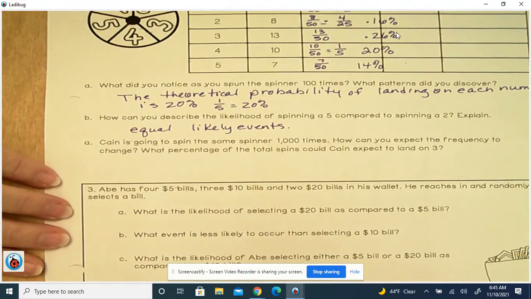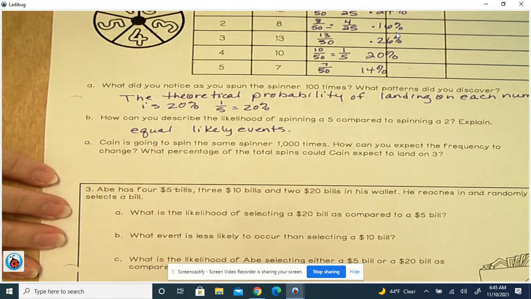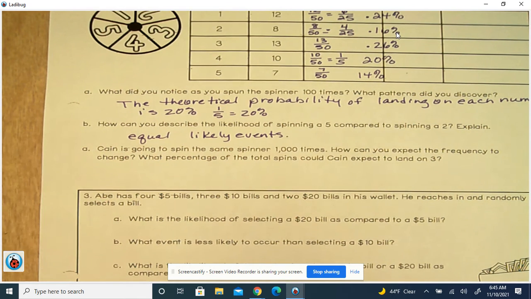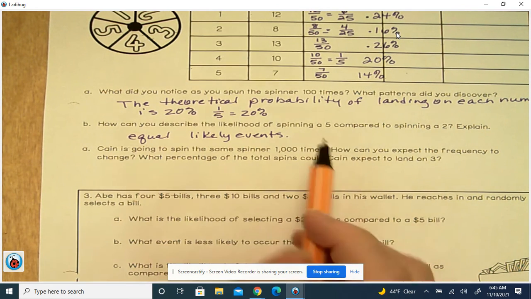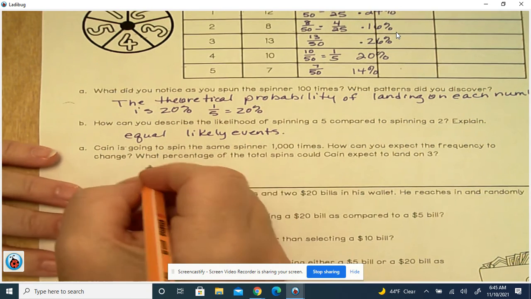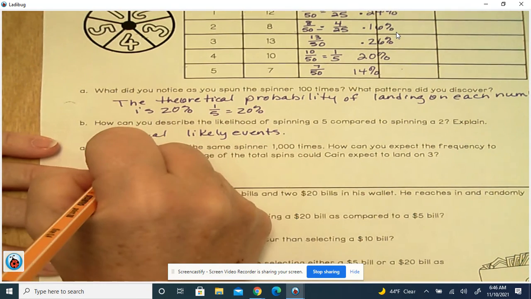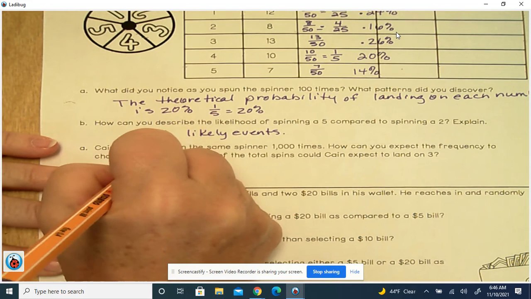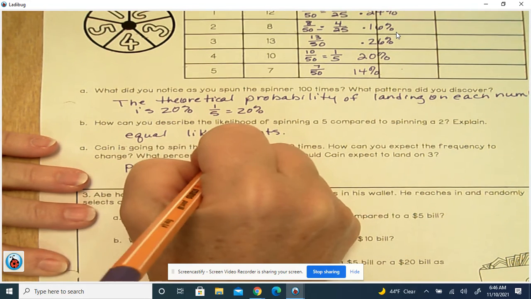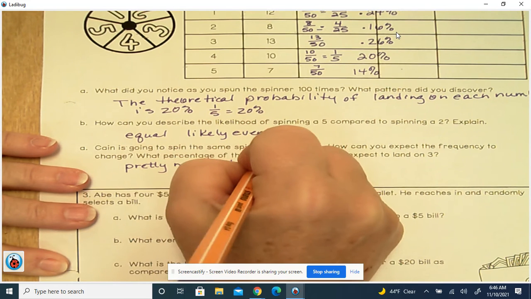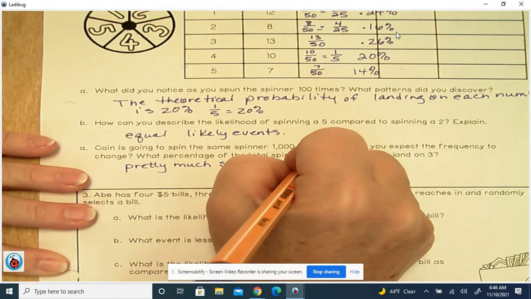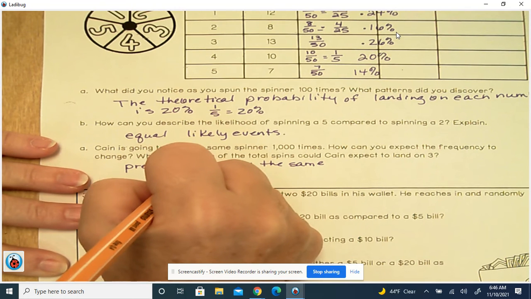Cain is going to spin the same spinner 1,000 times. How can you expect the frequency to change, and what percentage of the total spins could Cain expect to land on 3? With the theoretical probability, even as the number of spins increases, the relative frequency is still going to approach the theoretical probability. So it's pretty much going to stay the same. And the percentage is still going to be around 20%.